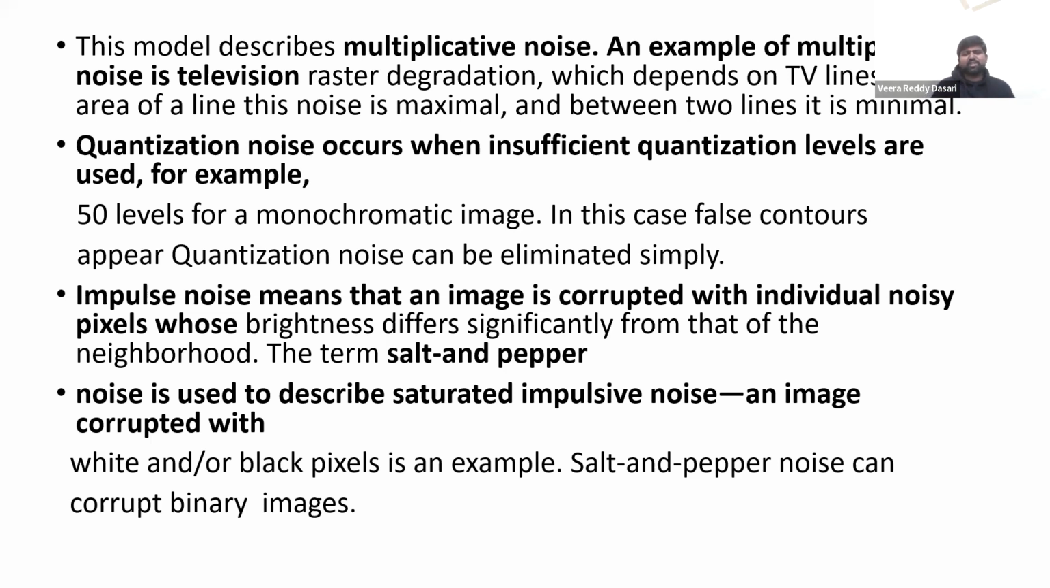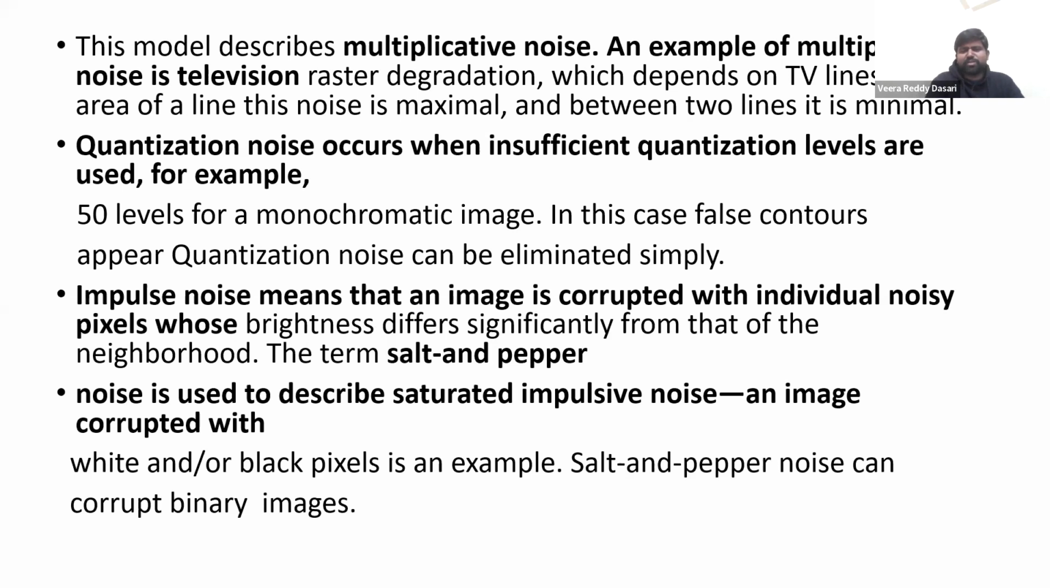And there is another noise that is referred to as impulse noise. Impulse noise is also referred to as salt and pepper noise. The image can be corrupted with individual pixels whose brightness differs significantly from that of the neighborhood. You can observe the noisy pixels. The image is corrupted with individual noisy pixels.